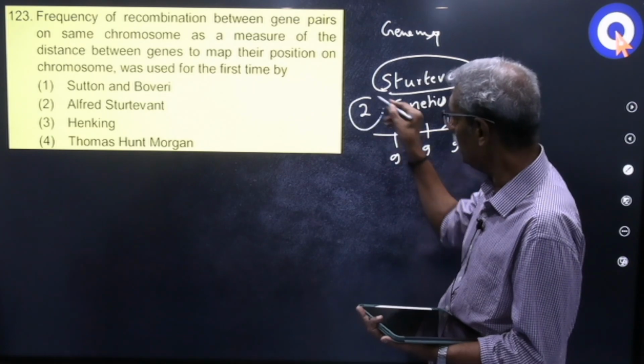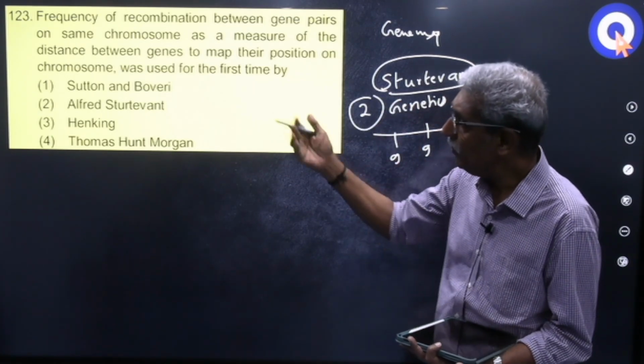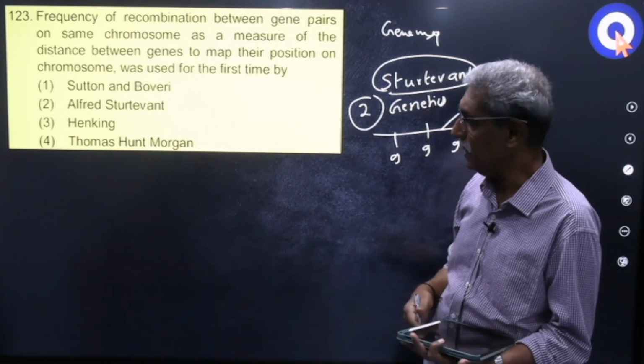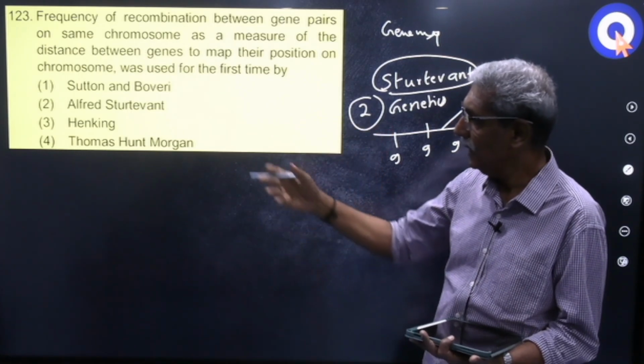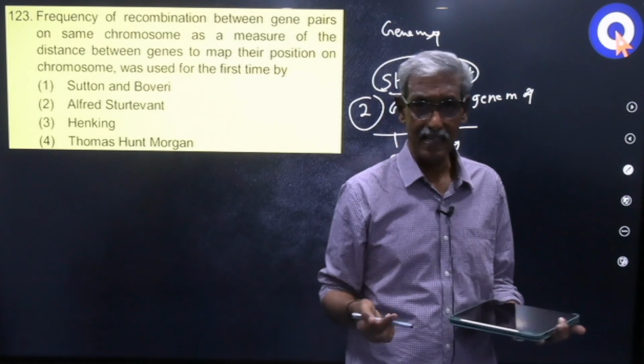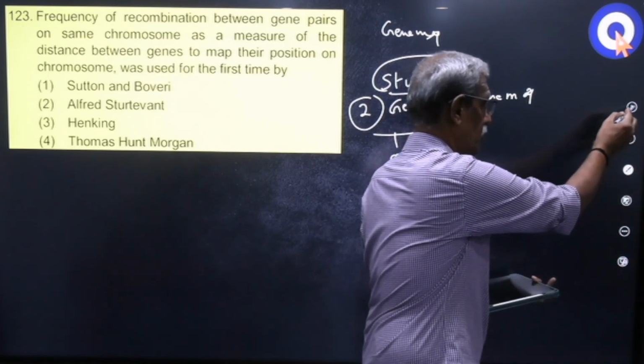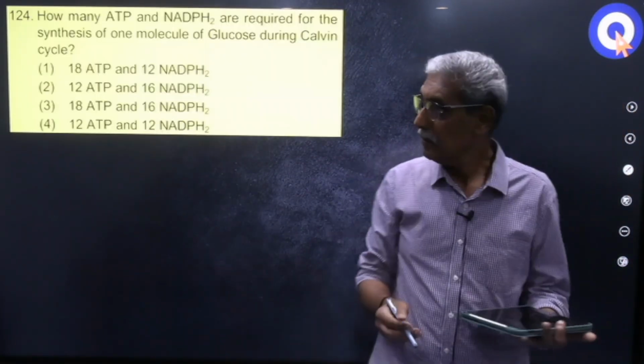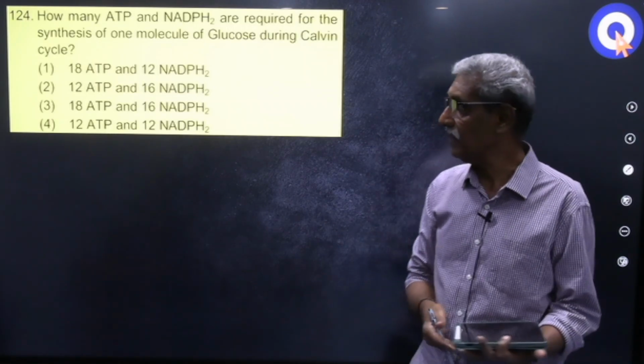So we have option number 2. Remember, Sutton and Boveri, chromosome theory of inheritance; Sturtevant, gene mapping. Then you have Thomas Hunt Morgan, who primarily worked with sex-linked characters in Drosophila. So you have to understand the names of scientists.